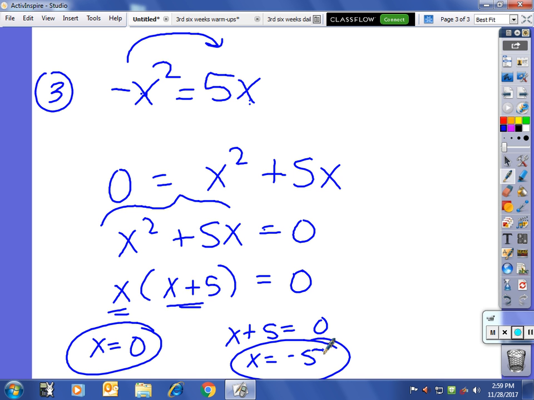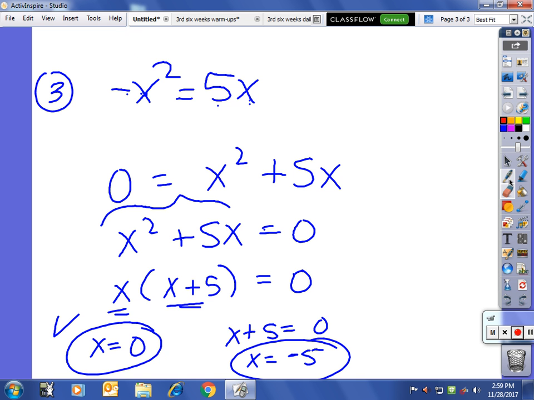So 0 would work in this problem, so would negative 5. Let's check it real quick. All right, if I square 0, I'm going to get 0. The opposite of 0 is still 0. If I put a 0 in on this side, 5 times 0 is also 0. Absolutely, the 0 works. It's a little trickier to check negative 5.